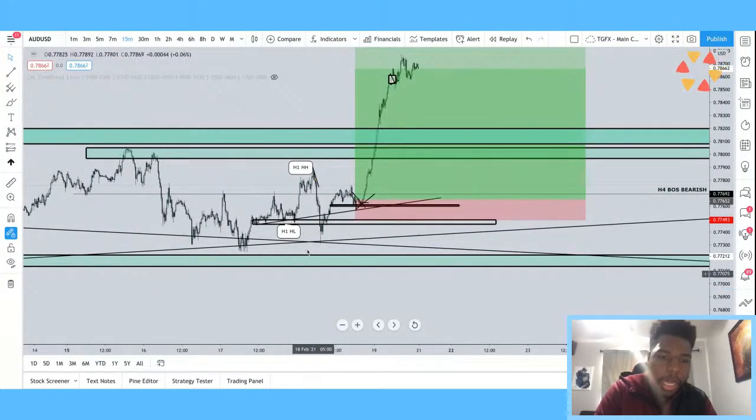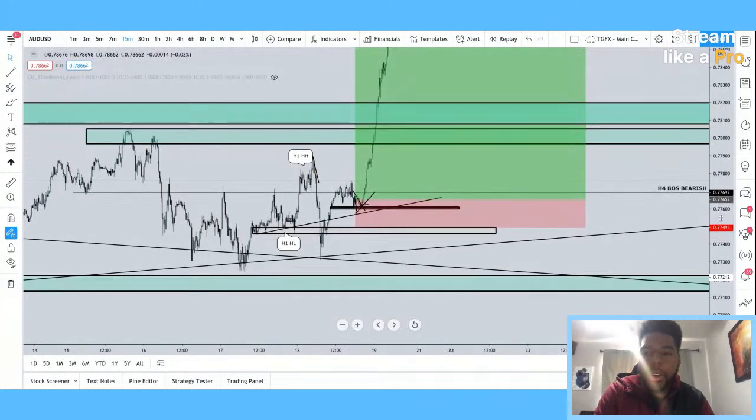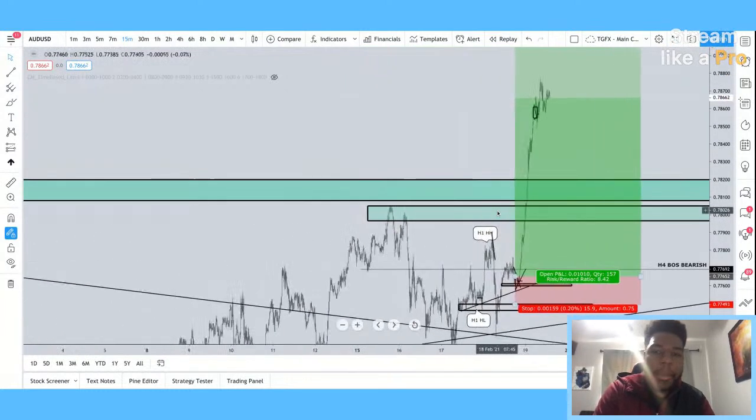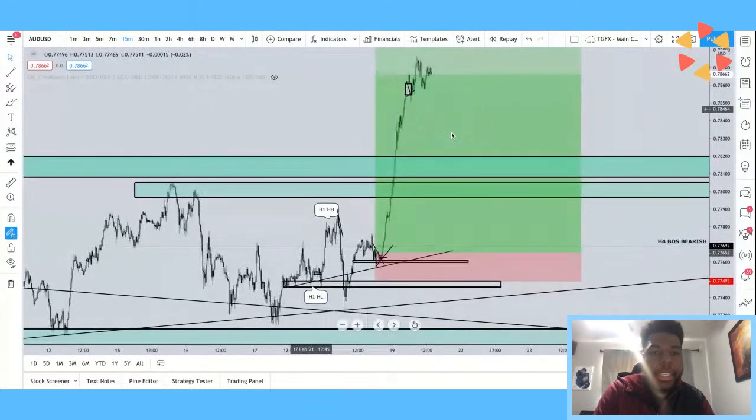Also, you can see when zoomed out, this was a bigger triple bottom reversal pattern. We had smaller head and shoulders on the lower time frames with an engulfing. So this was an optimal trade. This is the type of trades I like to take.